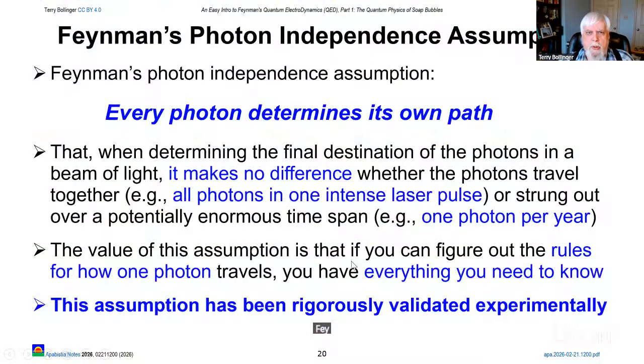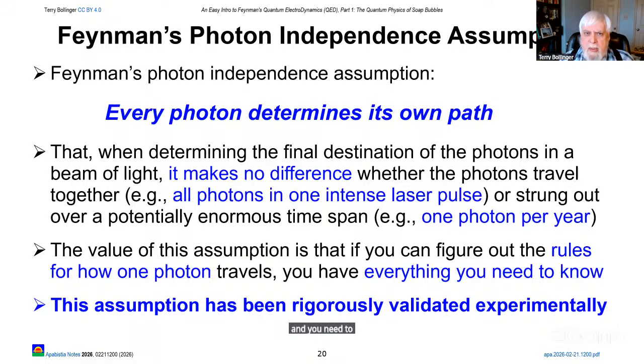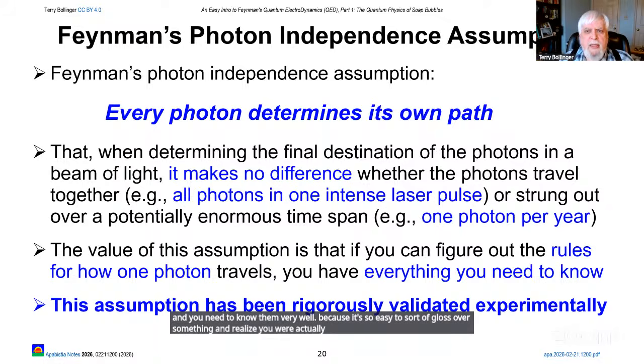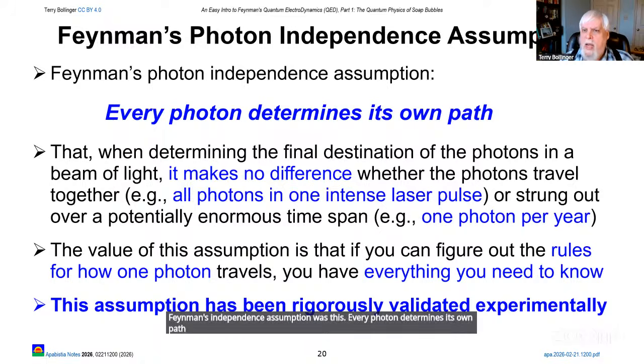Feynman's particle-based approach, again, taken from Einstein. Here's an important initial qualifier. When we go at a problem like this, and when Feynman went at a problem like this, you need to know your own assumptions, and you need to know them very well, because it's so easy to sort of gloss over something and realize you were actually thinking something a little bit different. Feynman's independence assumption was this: every photon determines its own path. Why would he say that? Why would he think that?